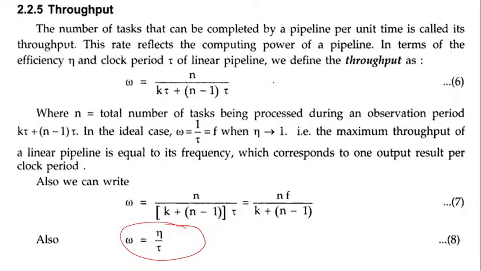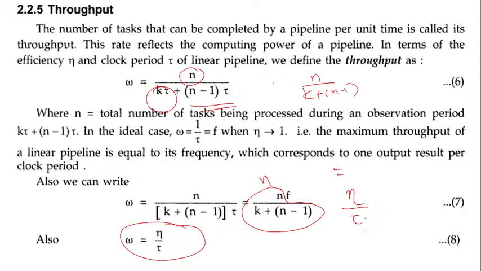Okay, so the throughput is n divided by k into tau plus n minus 1 into tau. So this is the efficiency formula, you know, n divided by k plus n minus 1. Here this is efficiency. This f is equal to 1 by t, so that's eta by t, that is your throughput.